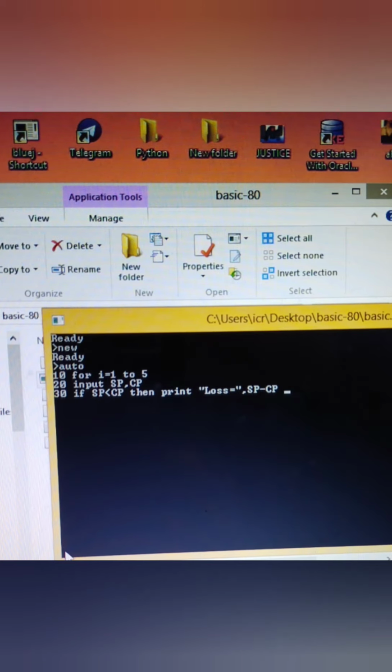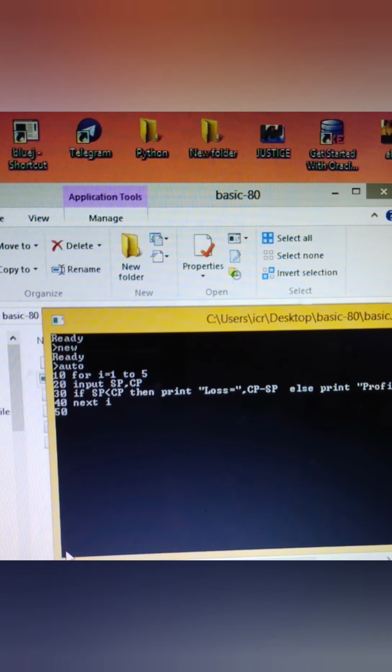That means you'll be getting a negative answer. Or instead of that you can write cost price minus SP, so that you may come to know the cost price was this much, the selling price this much, so how much loss occurred. Else means if selling price is greater than the cost price, then we will be printing profit is equal to selling price minus cost price.